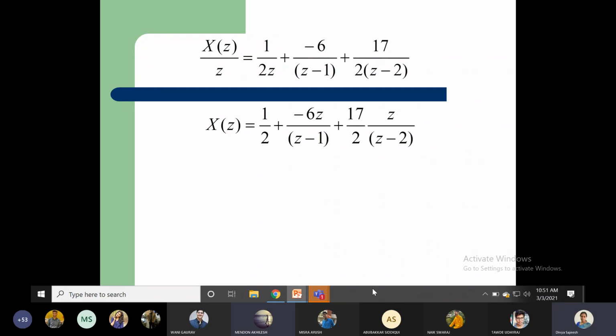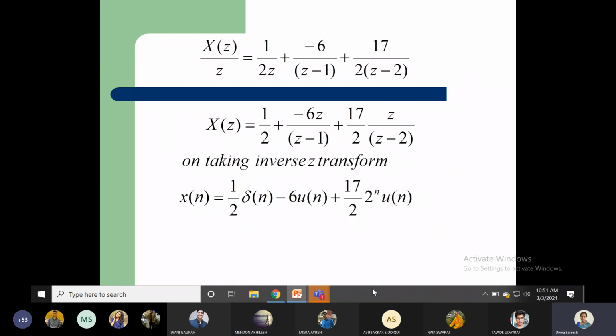Yes, correct. So x of n will be, the first term will be a constant. So it is del of n. For the del of n, the z transform is 1. So first one is a constant. So x of n is half of del of n minus 6 into u of n plus 17 by 2 into 2 raised to n u of n. So this is how we will take the inverse Z transform.